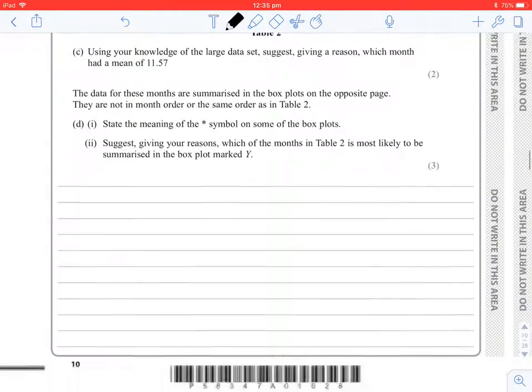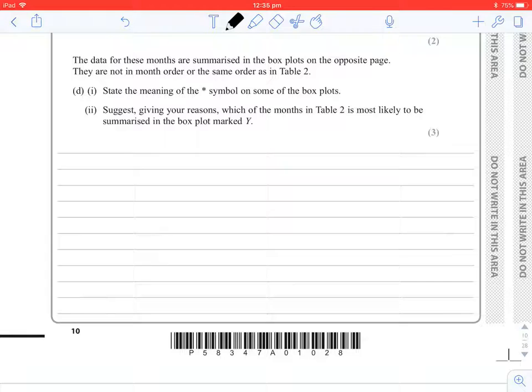Now part A, calculate the mean for this data. So all we have to do is we put it into the table function on the calculator, and we get the mean to be 10.2 to 1 decimal place. So that's fairly straightforward. Part B, we're asked to calculate the standard deviation for this data and state the units.